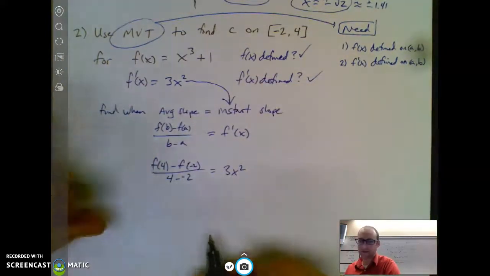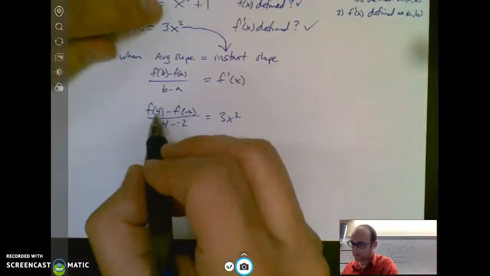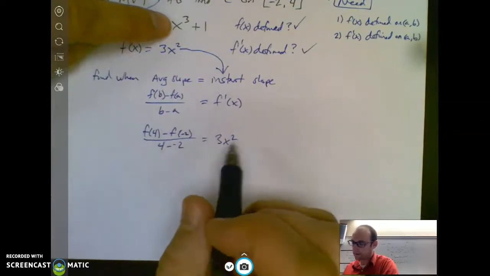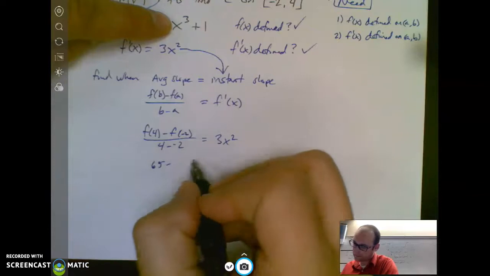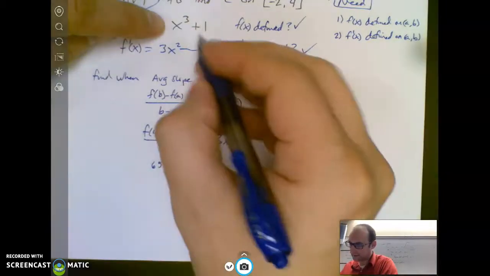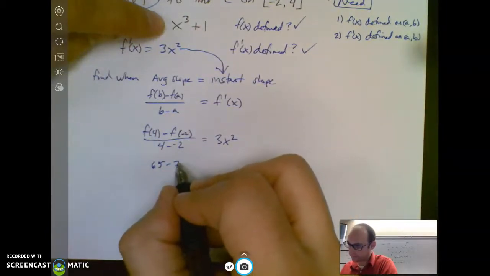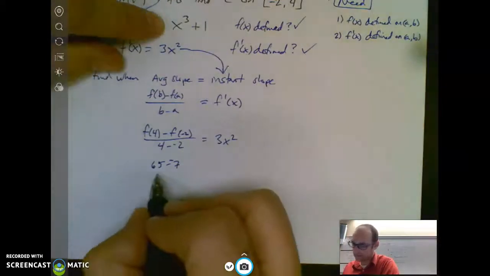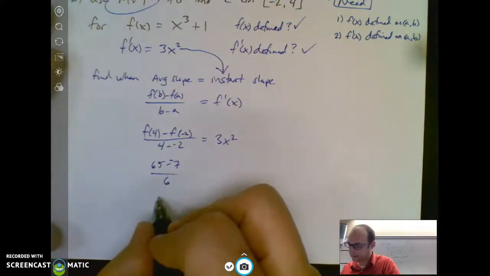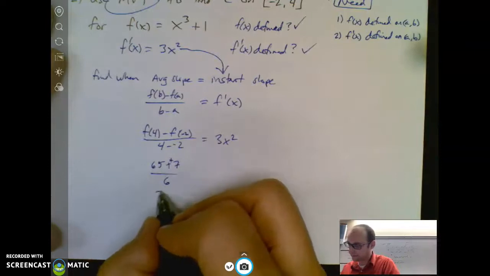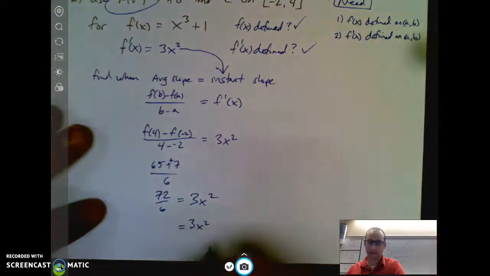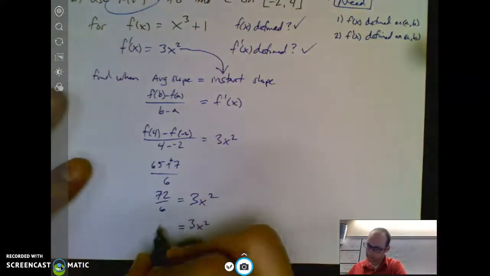My average slope is just here. So what's f of 4? Well, if I plug a 4 into the original equation and I cube it, 4 times 4 times 4 is 64, plus 1 is 65. And then if I put a negative 2 in here, negative 2 cubed is negative 8, plus 1 is negative 7. Ooh, but it's minus a negative. Careful on that. Bottom's a 6. 65 minus negative 7, which is the same as plus a positive, is going to leave you with 72. Then if we do 72 divided by 6, we're going to get 12.